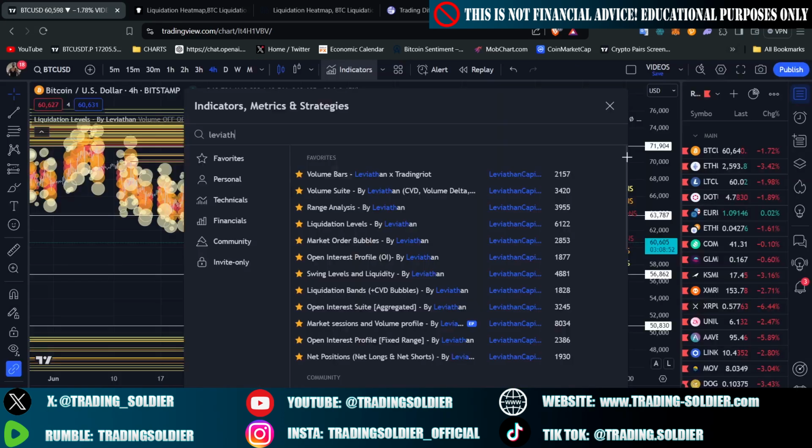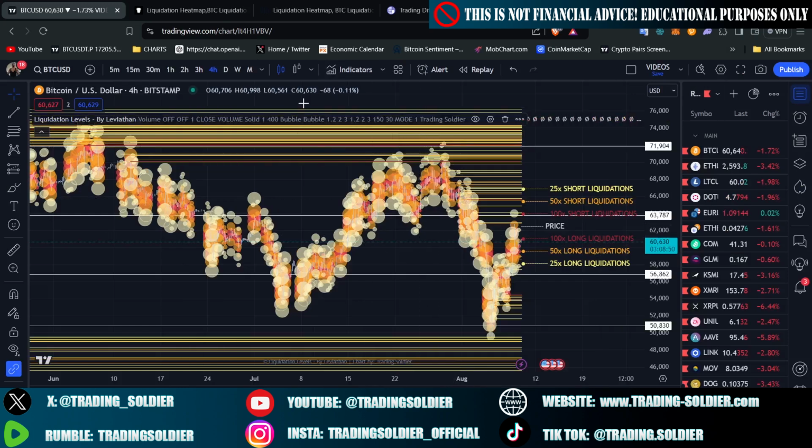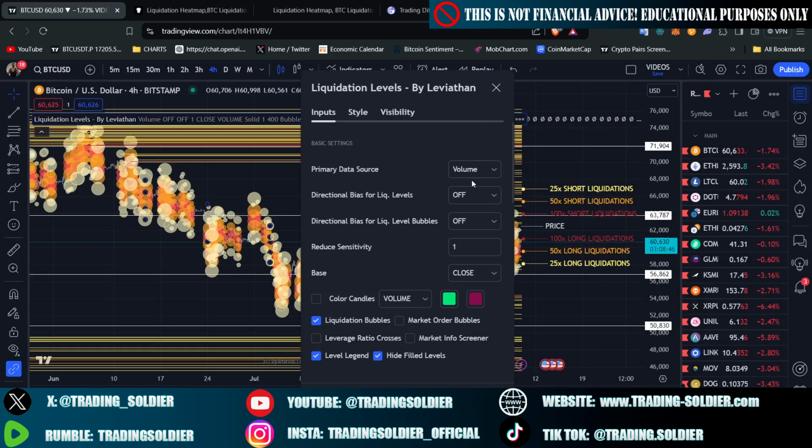Okay, so here is the indicator loaded into the chart. You have many settings that you can customize. For example, I like it to use volume as the main source of data, not open interest, or open interest plus volume, or CVD or anything. I like to use the volume. I like to use the close. Okay, directional bias for liquidity levels off. These are my settings.